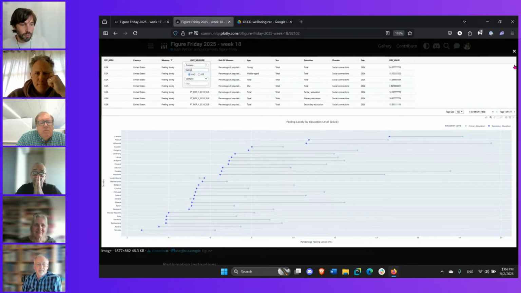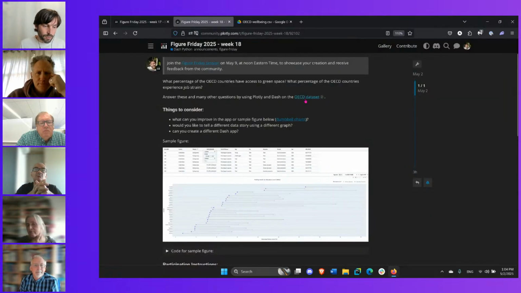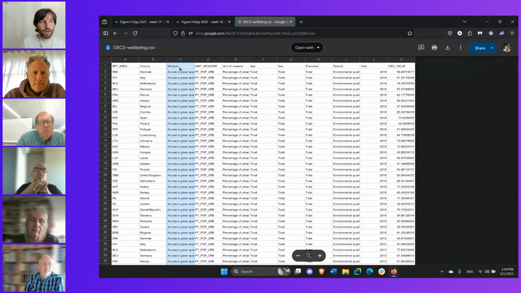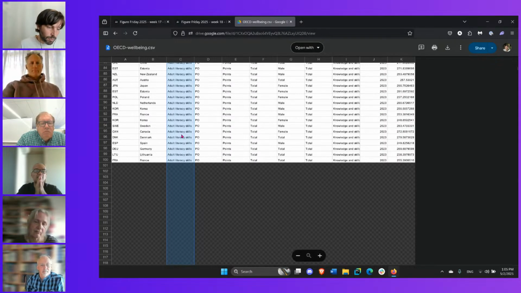So it's a good opportunity to learn about the dumbbell, or to build a Dash app, or to use a different graph. A lot of the graphs I saw today were actually pretty awesome. What's cool about it, if you click on the OECD data set, I filtered the measure column, which is where all the indicators are, down to everything else except for feeling of loneliness. But there's access to green space. So what percentage of the population in the countries, you can choose a year or multiple years, have access to green space? What percentage of the country has adult literacy?